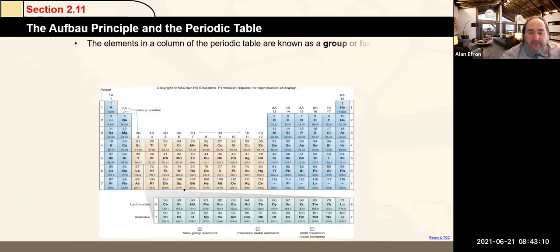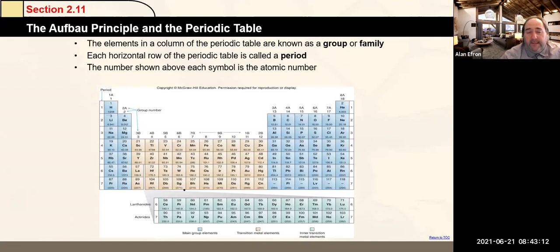So let's talk about some important parts of the periodic table. As we go up and down in a column, that is what is referred to as a group. Unless you're really old like me, and people sometimes used to call them a family. I very rarely hear people call them families anymore. Most people call them groups.